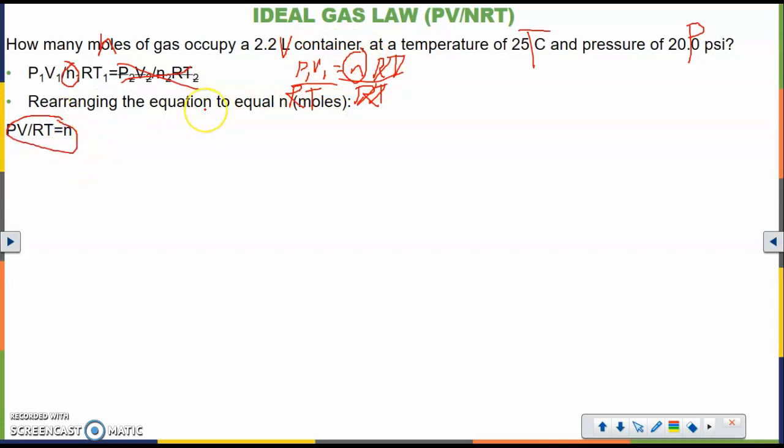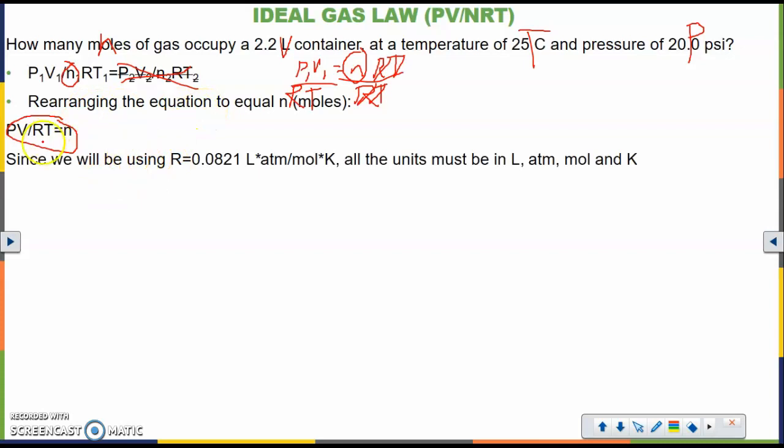Now here's the deal, here's a problem. The R, which is the gas constant, is 0.0821. That's a number, but it also has highly specific units. The unit of volume has to be in liters, the unit for pressure has to be in atm, and the unit for temperature has to be in Kelvin. That means this has to be changed into Kelvin, and this has to be changed into atm. This is fine, this is already in liters.